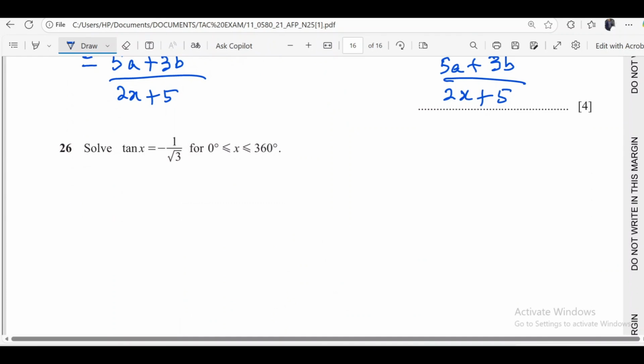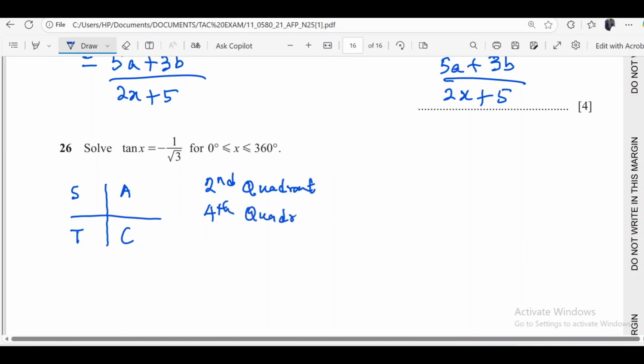We have to solve tan s equals minus 1 over root 3 in the range 0 degrees to 360 degrees. But here tangent is negative. If we look at the quadrant, all of them are positive here. Sine is positive in the second quadrant. Tangent is positive in the third quadrant, and cosine is positive here. So for tangent to be negative, it means it lies either in the second quadrant or in the fourth quadrant. These are the possible places.